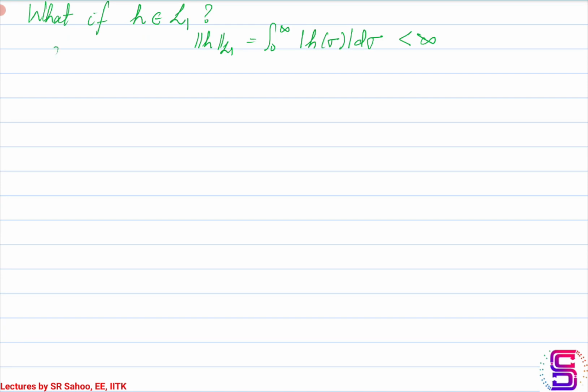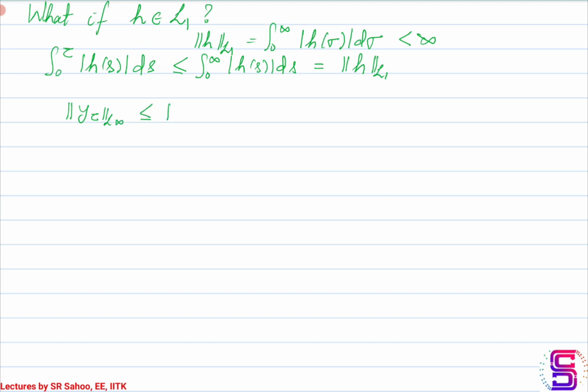So continuing from there, what we had was the integral from 0 to tau of mod of h of s ds, and this is going to be less than or equal to the integral from 0 to infinity of mod of h of s ds, because if you go to infinity you are adding more non-negative quantities, and this is nothing but the L1 norm of h. So how does your inequality now transform when h is in L1 space rather than in L1 extended space? You have the L infinity norm of the truncated y is less than or equal to the L1 norm of h times the L infinity norm of the truncated u.